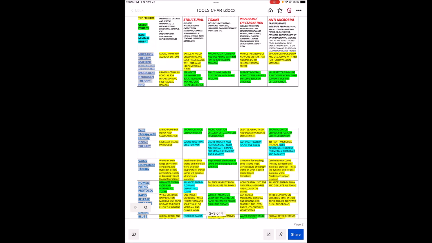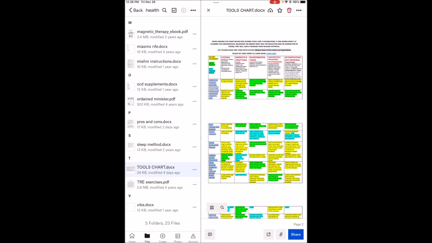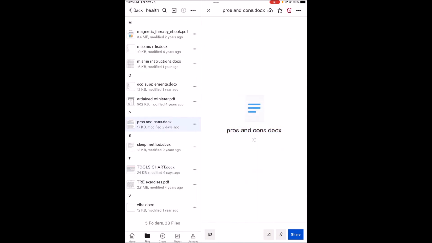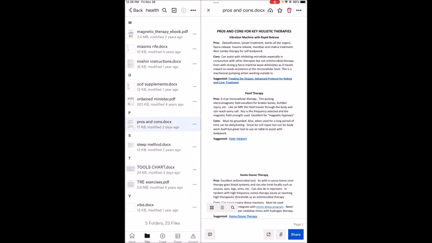Now, we have a second chart that I created called Pros and Cons of the Various Therapies. Now, this is important to understand because generally when you go on the internet and look at some of these technologies, they're going to market them, let's say over-market them, not always. They're not going to tell you what they're not good at. They're going to imply that you can do, you know, a lot more sometimes than you can do.